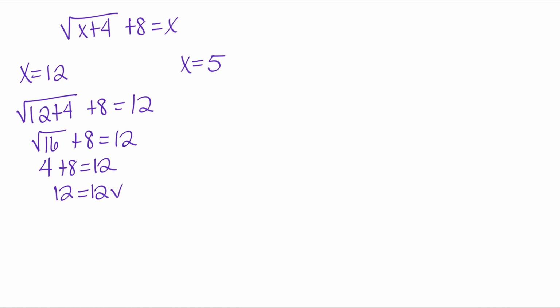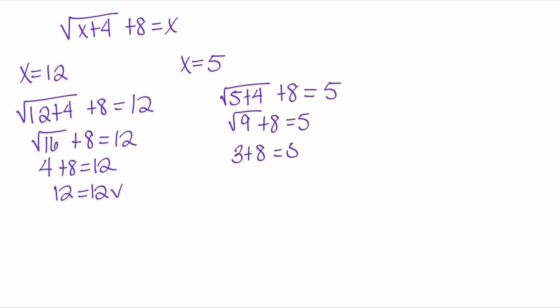Then I plug in 5, so I get the square root of 5 plus 4 plus 8 equals 5. So the square root of 9 plus 8 equals 5, which tells me that 3 plus 8 equals 5, which says that 11 equals 5, which is not true. So 5 is my extraneous solution. That means that x equals 12 is the only solution that will make this equation true.